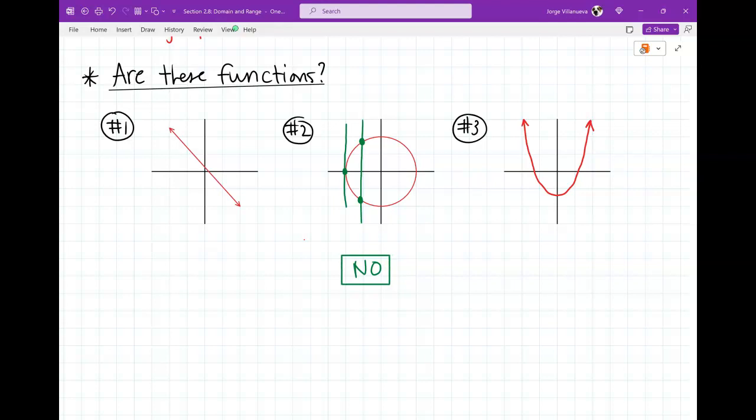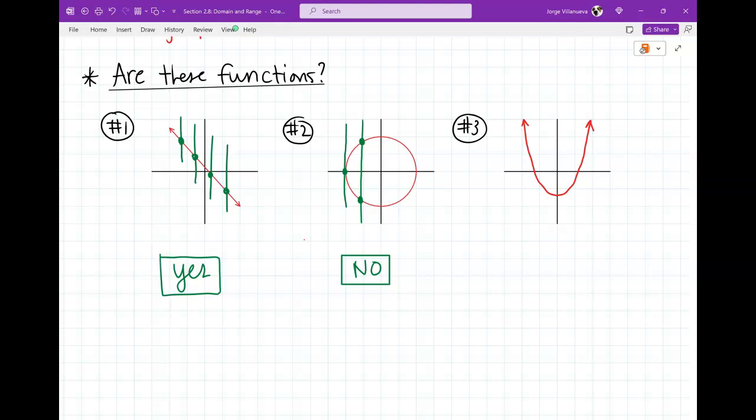What about example 1? Is this a function? Yeah, look, I'm going to draw one right here. It only touches once. I draw here, it touches once. Here, it touches once. Another one here, it touches once. Is it going to be okay if I draw just one line all over the place? Is it only going to intersect at one point? Yeah. So this is a yes.